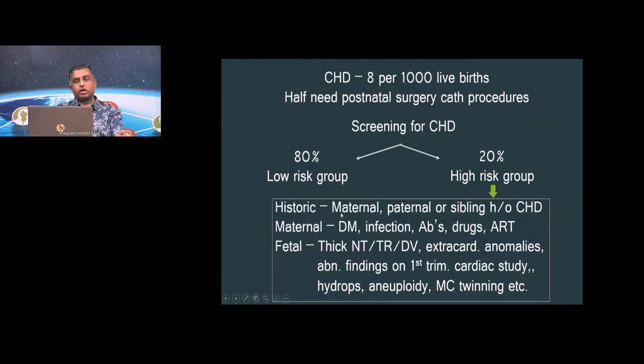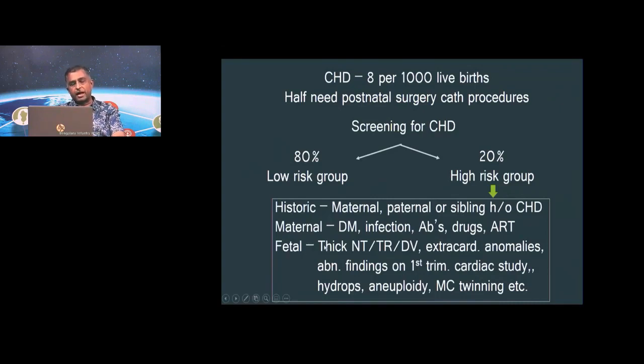High risk group could be historic, maybe a maternal or paternal or sibling history of congenital heart disease. Now we have many ladies who have been operated for tetralogy of Fallot, who have been operated for other congenital heart disease, who themselves have become adults, who are now conceiving. So those ladies belong to the high risk. Also, maternal history in terms of diabetes mellitus, infection, antibodies like anti-Ro, anti-La, drugs, and assisted reproductive techniques, again, contribute to the high-risk group. And lastly, the fetal, a very important contributor.